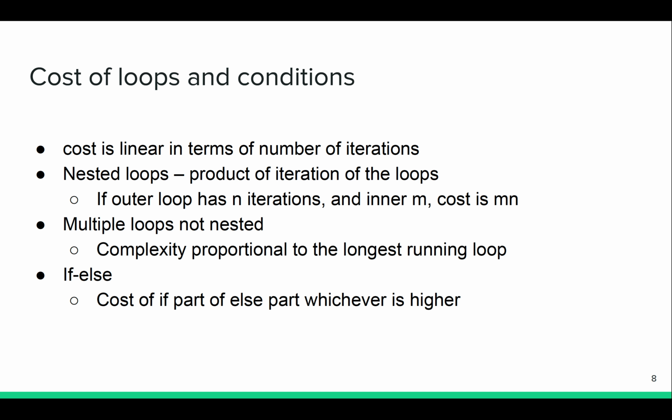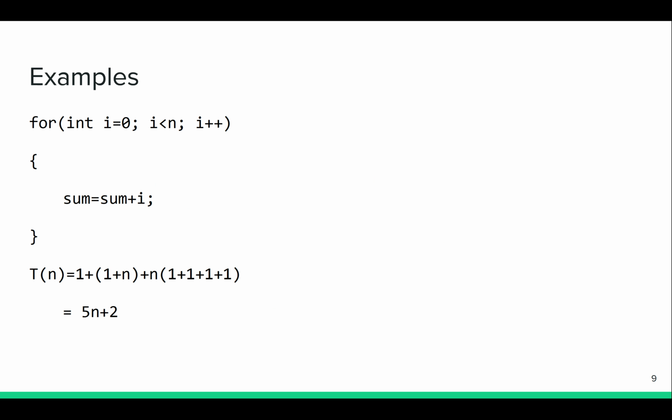Similarly, when we go for conditional statements like if and else, the cost of the if part or the else part, whichever is higher, will be taken, because depending on the condition, either the if will be executed or the else will be executed. So whichever cost is maximum, that will be considered as the primitive operation. I have given some more examples. For int i equals 0, i less than n, i plus plus, and sum equals sum plus i.